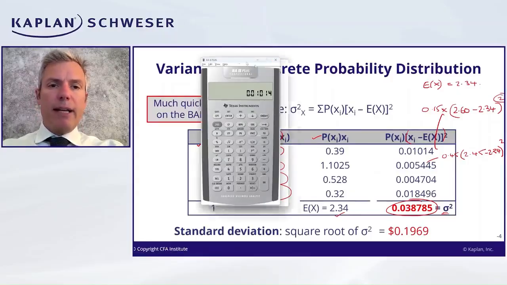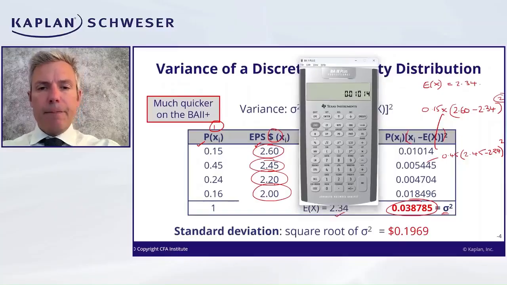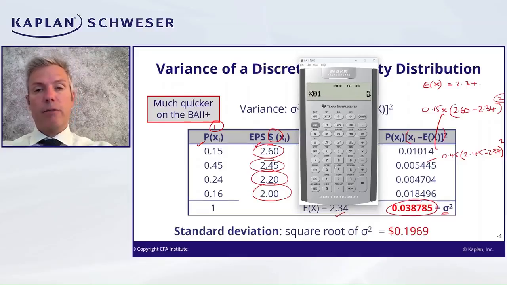But maybe we do get a little bit of a speed up here when we think about what we're looking at. The way to do it, when you've got a discrete distribution like this, first of all, go to your data sheet. So second 7. It's got some junk in there from before, so I'm going to clear it. So second CLR clears whatever data sheet you're in.